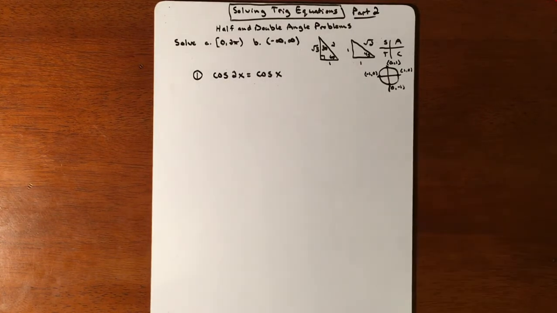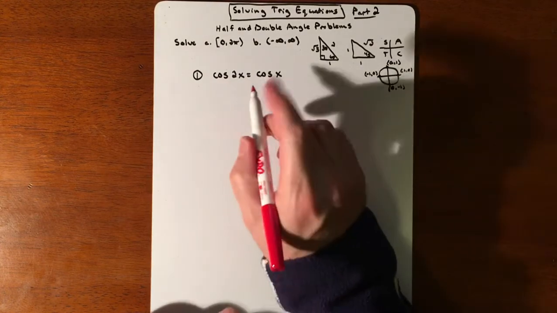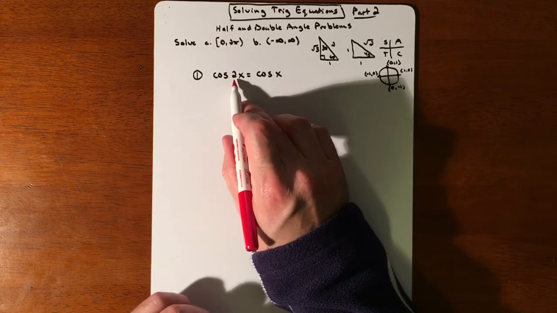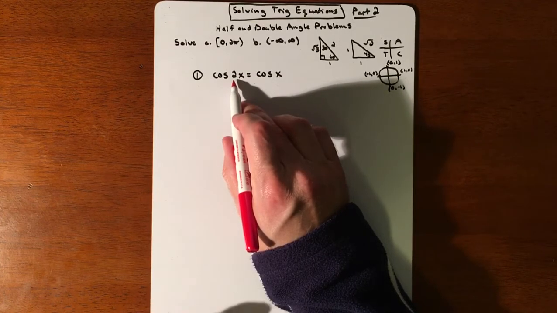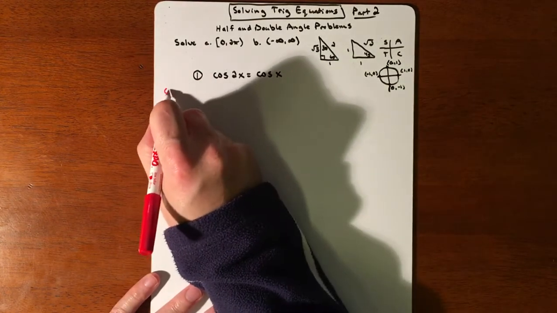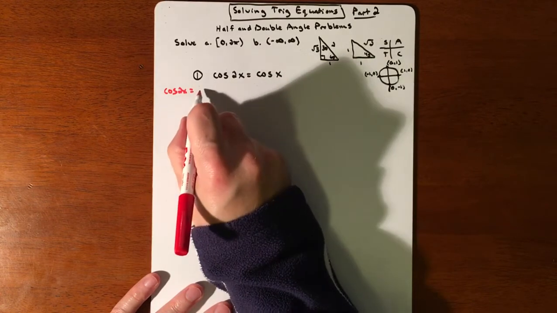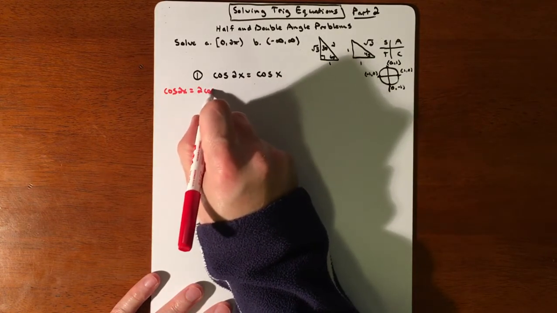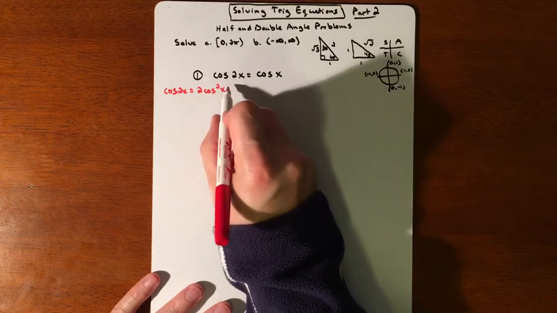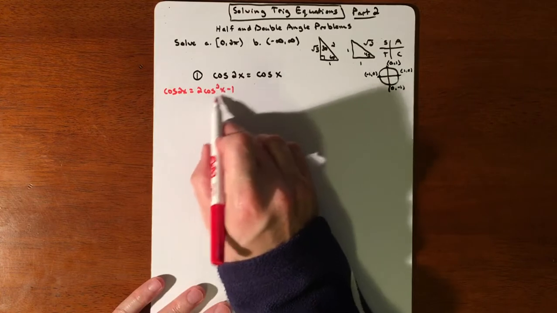That 2 messes with it. I'm going to be subbing this out now. In the past, that 2 would have messed with our period. However, we're about to replace it. So we're going to treat it as a trig identity, and we're going to get rid of that piece. So cosine of 2x is equal to 2 cosine squared x minus 1. So this whole piece is going to get replaced with this.